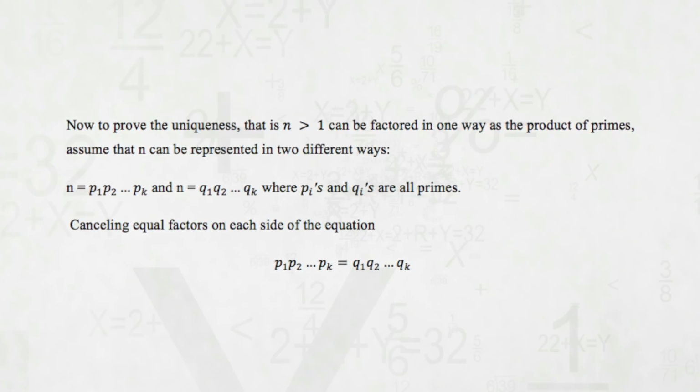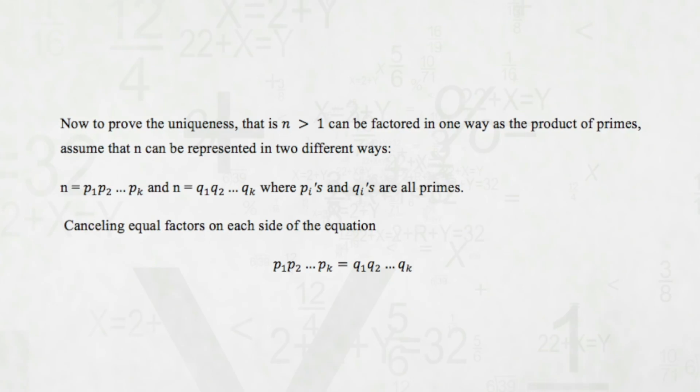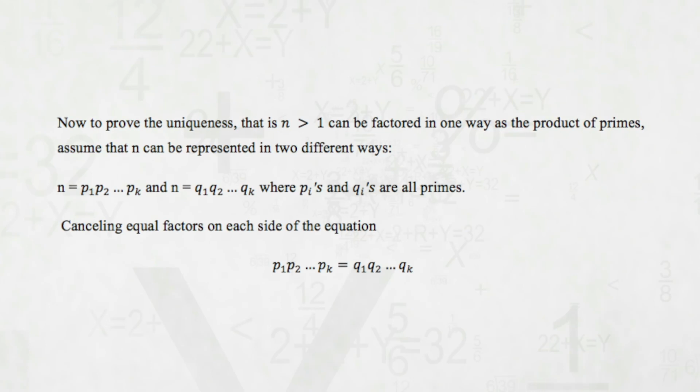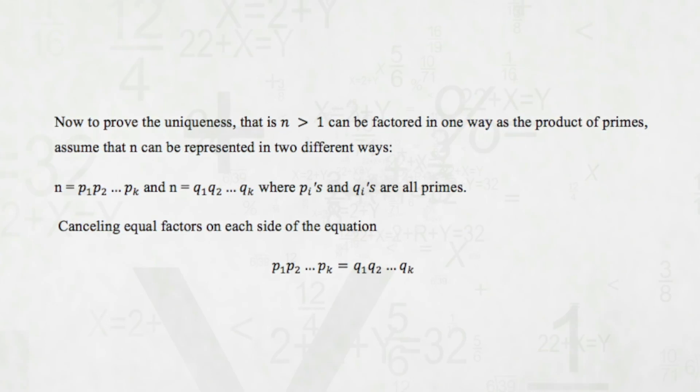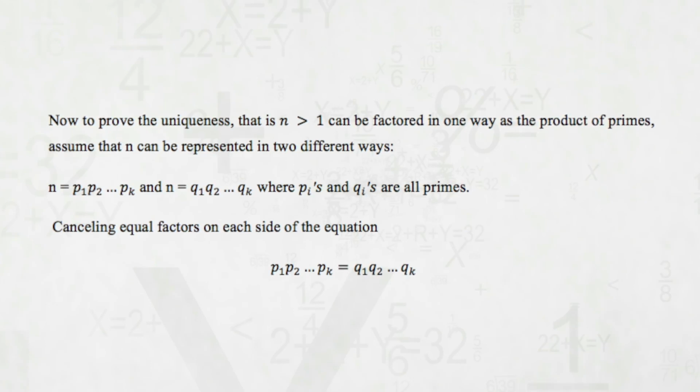We can assume that n can be represented in two different ways. So we have to prove the uniqueness; therefore we are going to assume n can be decomposed in two different ways, that is n is equal to p1 multiplied by p2 etc. multiplied by pk, and the same n can be written as q1 multiplied by q2 etc. multiplied by qk, where the pi's and qi's are all primes.